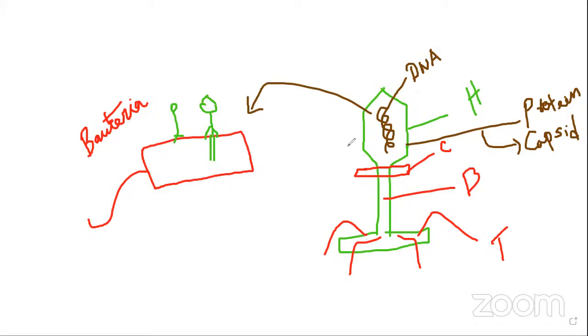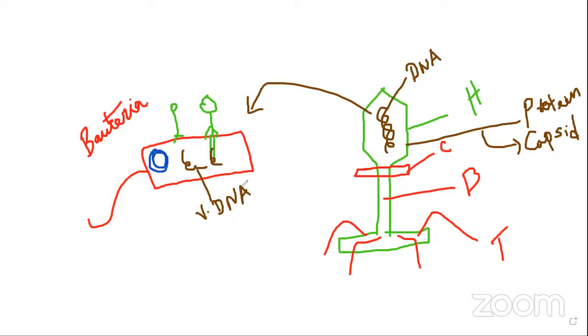As a result, the DNA molecule inside the virus is also inserted into the bacteria. This one is called the viral DNA. Inside the bacteria there is already a plasmid, an extra chromosomal body.